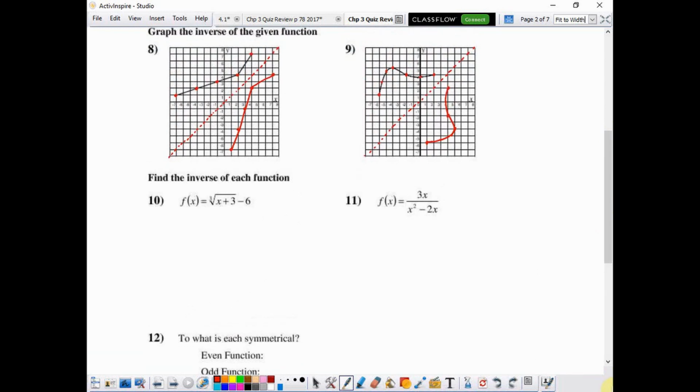Now we're going to find an inverse of a function algebraically. f of x equals, same thing as y equals. So I'll switch my x and y. So x equals the cube root of y plus 3 minus 6. Now I need to solve for y. So I'll add 6 to both sides.